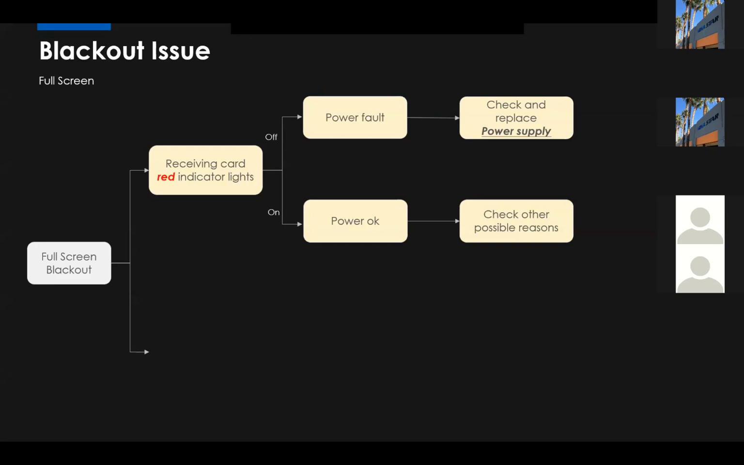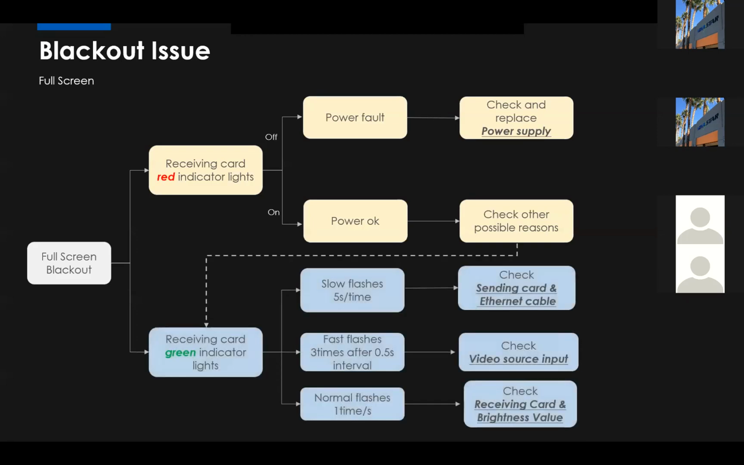If the green indicator gives fast flashes three times after half a second, it means there's no DVI signal. So we need to check the video source input or whether the DVI cable works properly. If the green indicator light is normal blinking 1 time per second, this indicates the receiving card is all good.